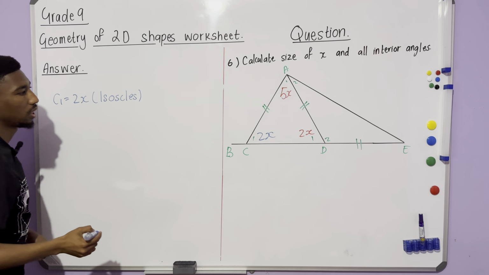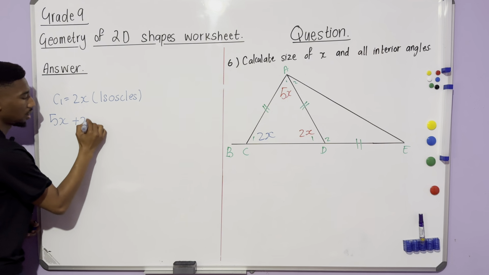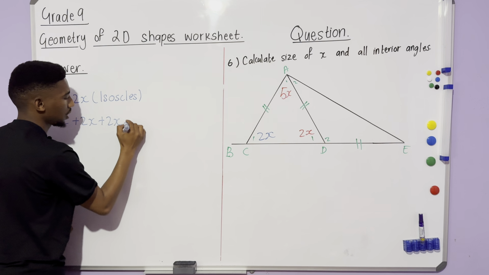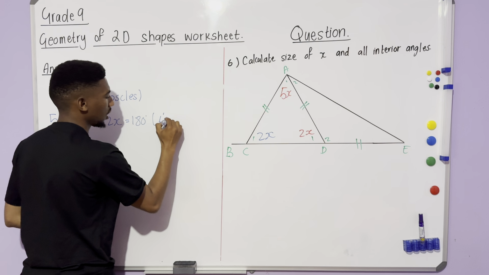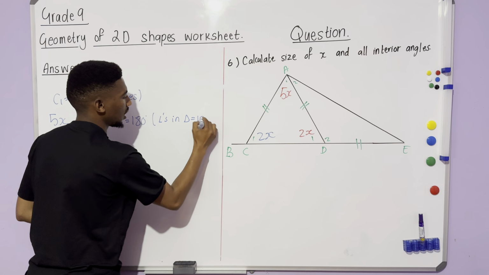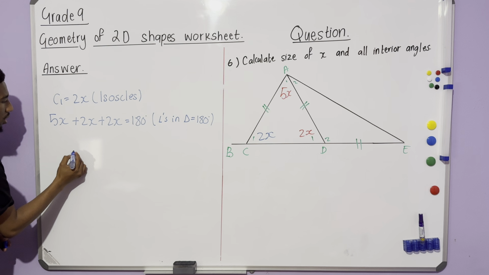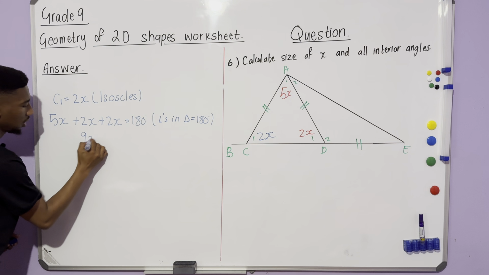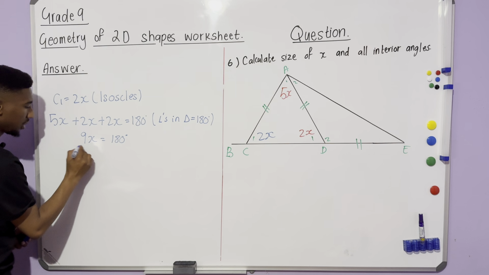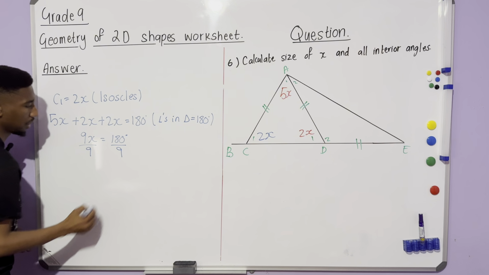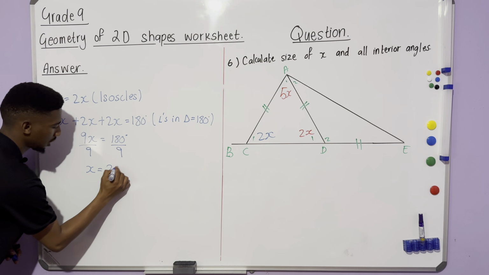Then we can find x by adding all of those angles. So we have 5x plus 2x plus 2x added up to equal 180, and your reason is angles in a triangle add up to 180 degrees. This gives me 5, 6, 7, 8, 9x is equal to 180 degrees. We divide by 9, and we have x is equal to 20 degrees.